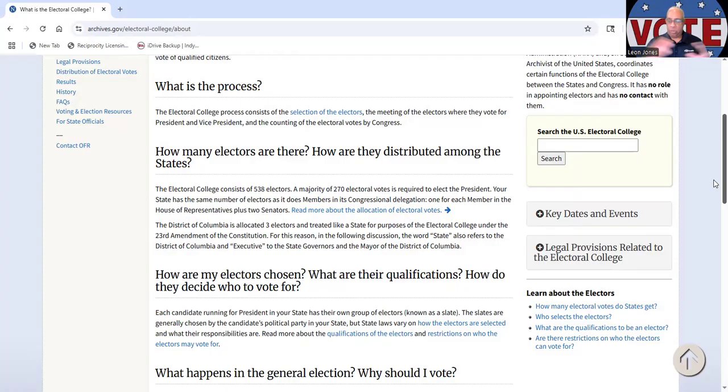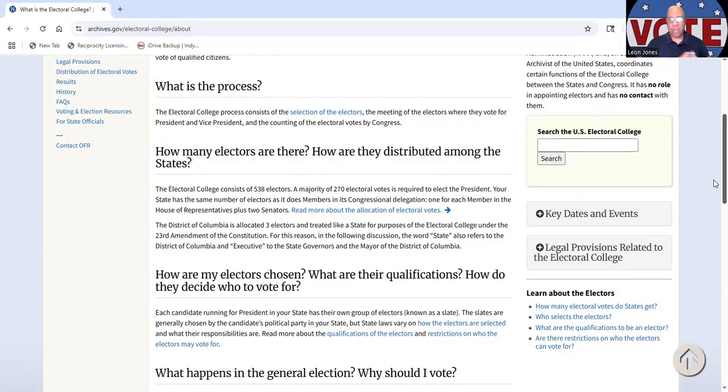So basically, here's how it all works. The Electoral College consists of 538 electors, and a majority of 270 electoral votes is required to elect the president. Now, something that you need to know, every state, including Alaska and Hawaii, they all have 2 senators. Your state has the same number of electors as it does members in its congressional delegation, one for each member in the House of Representatives, plus 2 senators.